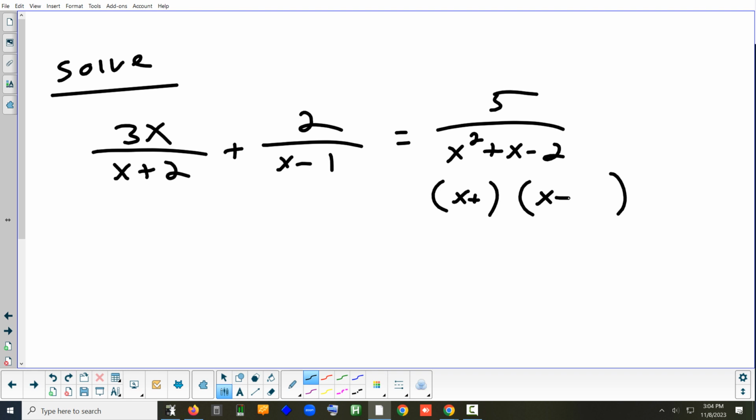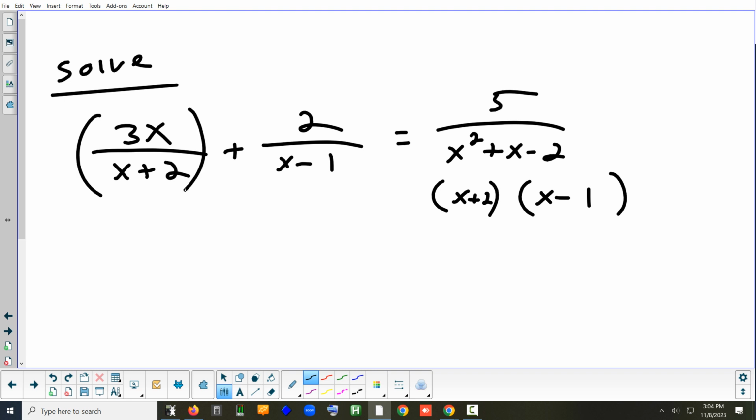So I would try... No, that's not going to work. Let's try it the other way. Let's try a 2 and a 1. So that's going to give me negative x plus 2, which is plus 1. Perfect. So the product of the two denominators on the left is the one on the right. So that's going to make it a little easier.